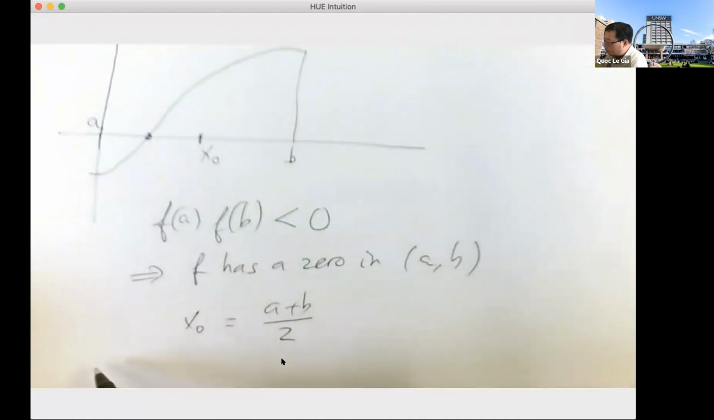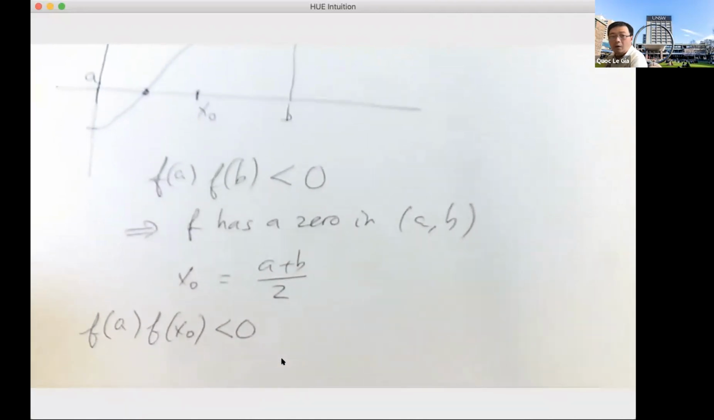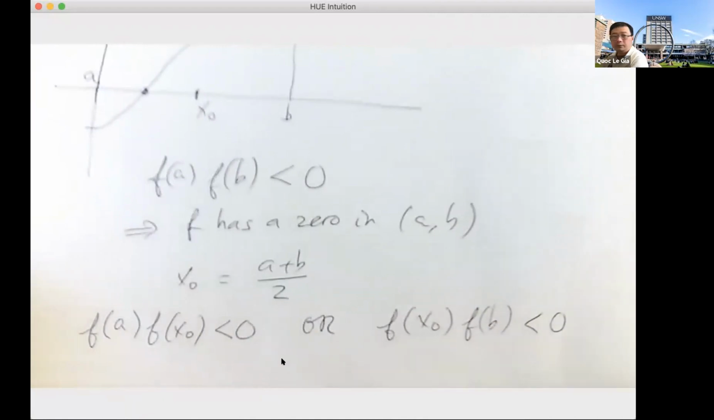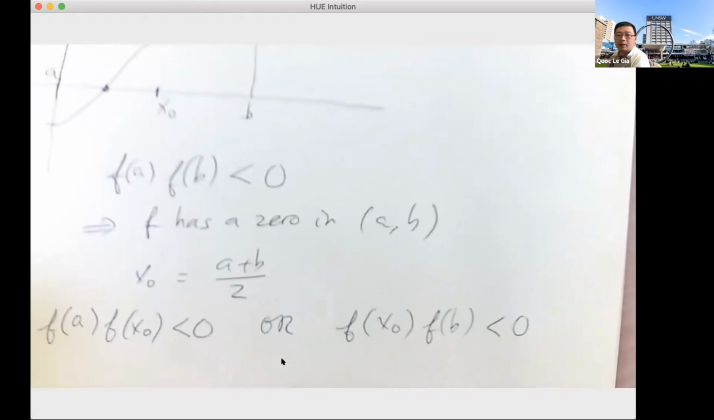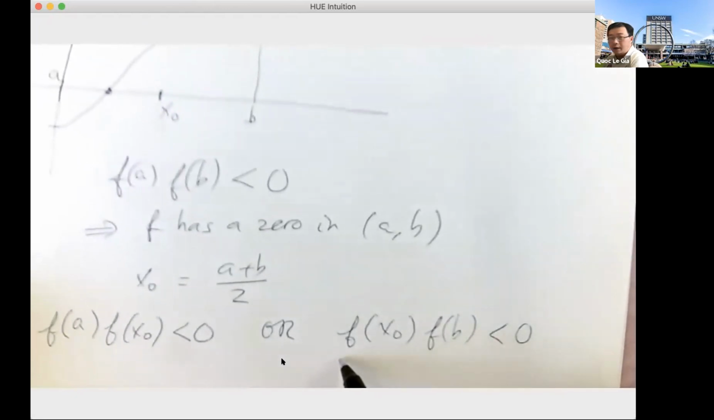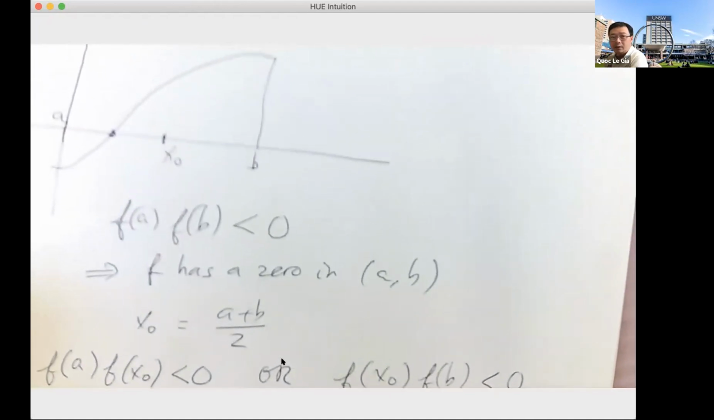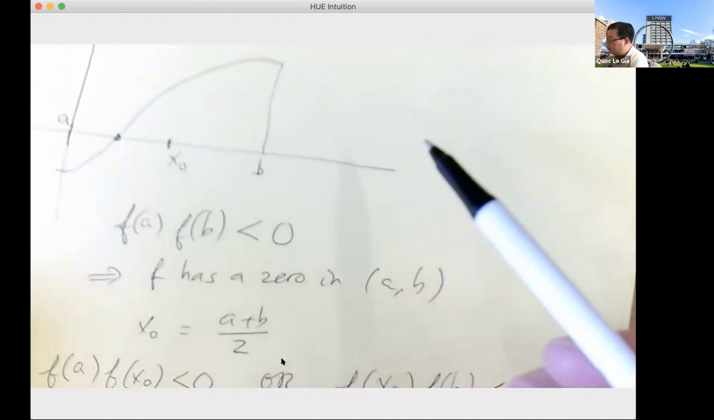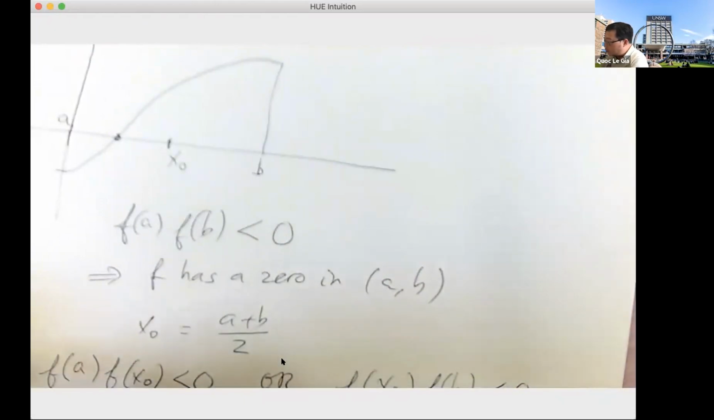And now I'm checking if f(A) times f(x0) is less than 0, or f(x0) times f(B) is less than 0. Now you can see that in this case, this one is not correct. So f(x0) and f(B) now have the same sign. Yeah, it's positive. So this one we check.